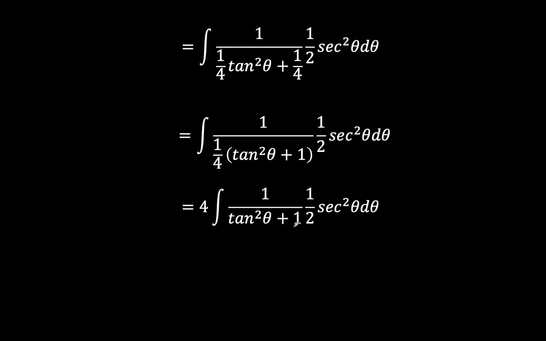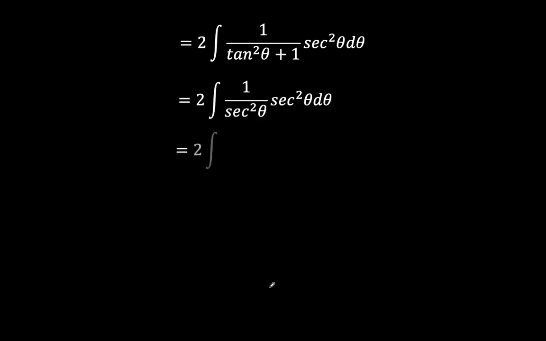Tan squared theta plus 1 is the same as sec squared theta. So the half here could cancel with 2. So you're left with the 2 here. And so we have 2 times sec squared theta over sec squared theta. So we have the integral of d theta, the integral of 1, sorry. So the answer is really 2 theta plus constant c.